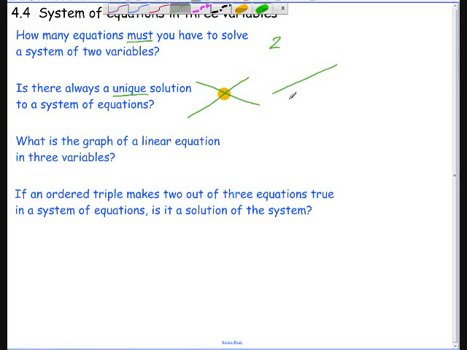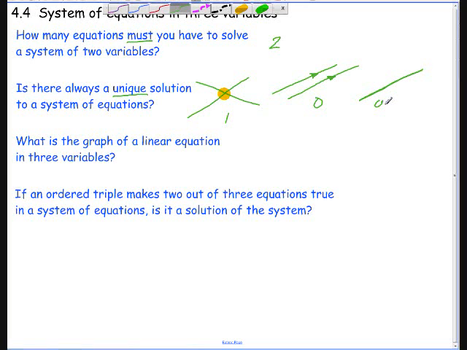You could have two lines which are, let's make this little symbol on them, we remember this from geometry, two lines which are parallel, and then we'll have 0 solutions. Here we have 1, here we have 0, and there's still one other thing that can happen.